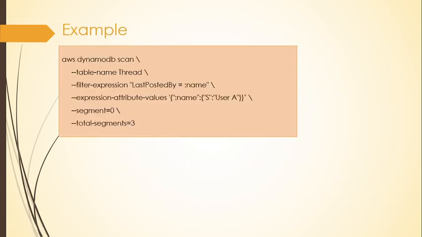So here is the example. So here is the AWS DynamoDB scan request where table name equals thread, filter expression if you want to pass any filter expression, and expression attribute value. So here are the 2 main parameters. You can see here segment equals 0 and total segments equals 3. So for each segment you can pass segment number 0, 1, 2, like this, and in this way you can perform parallel scan.